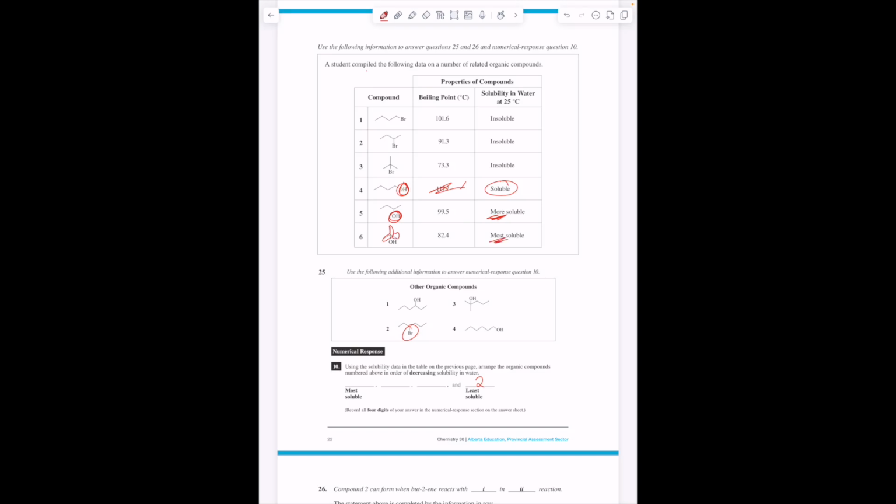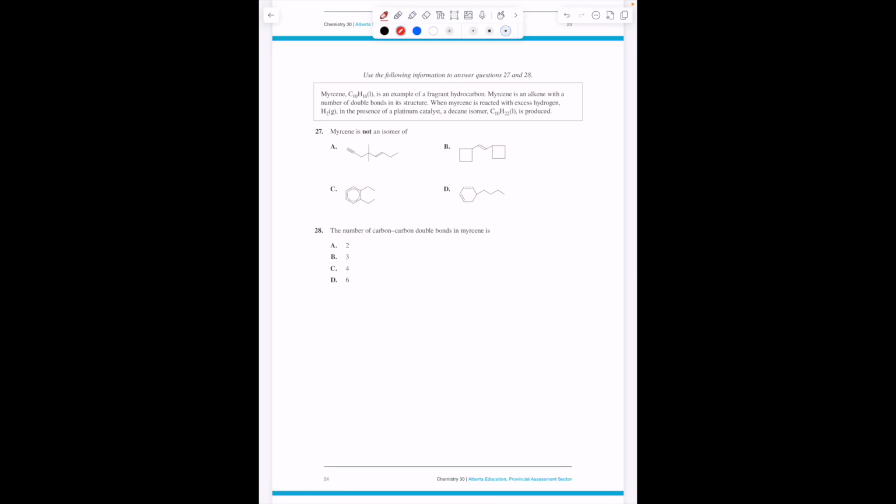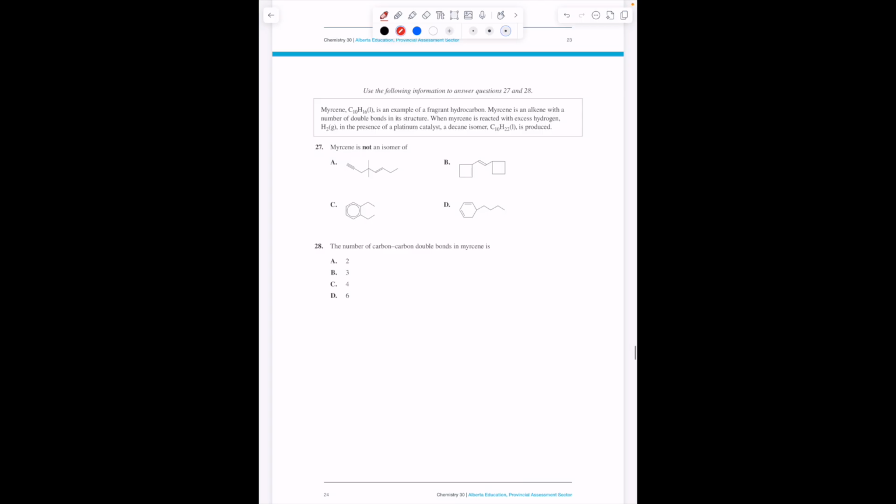So here's the most. We got OH on the inside. We've got a branch. That has to be the most. That will be 3, most soluble. OH on the inside is second, 1. And then OH is on the end, 4. So 3, 1, 4, 2. Okay, that's it. Okay, next one.